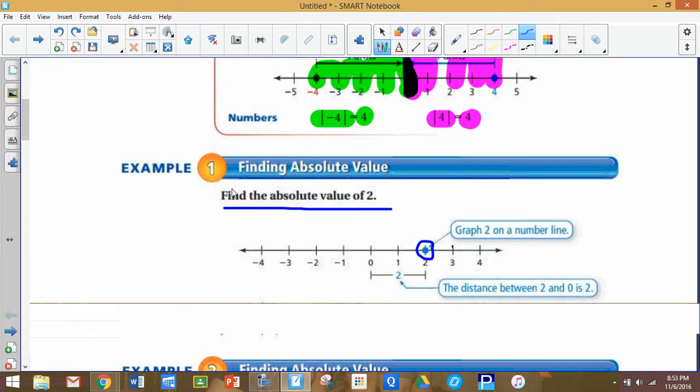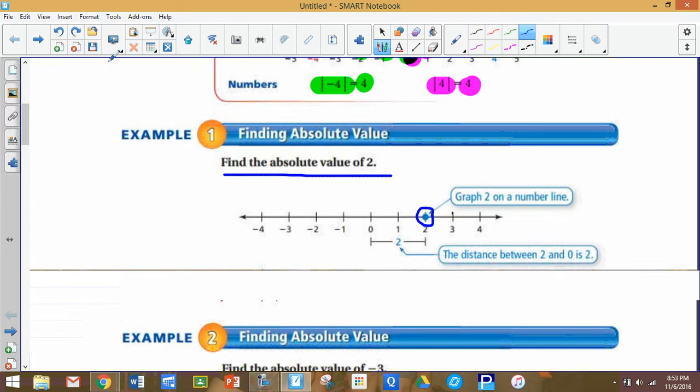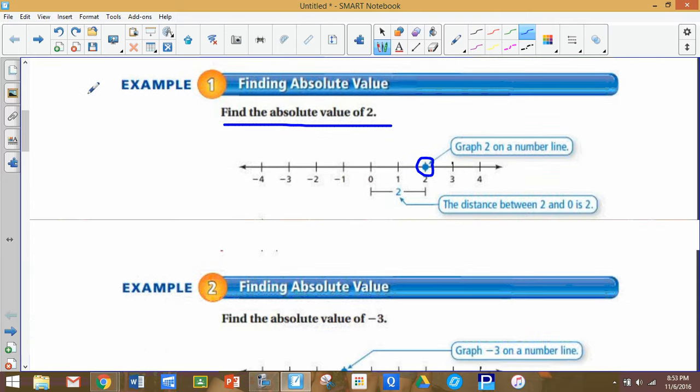Okay, so now you're going to find the absolute value of 2. This is showing it to you on a number line. I do not expect you to write a number line unless it would help you or unless I ask you to do it, okay? But it shows you that if you're looking for the number 2, you graph 2 on that number line, find the 2, and then you count your distance, 1, 2. So the distance between 2 and 0 is 2. So the absolute value of 2 equals 2.